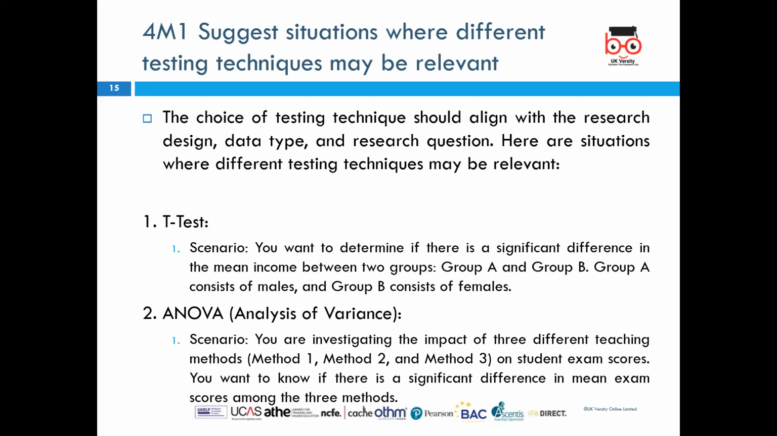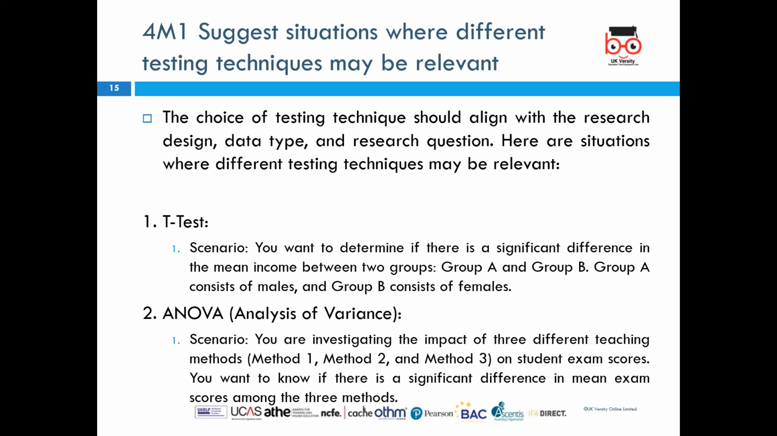The first one is t-test. So if you want to determine if there is a significant difference in the mean income between two groups, group A and group B. So group A consists of males and group B consists of females. So that is one t-test scenario.